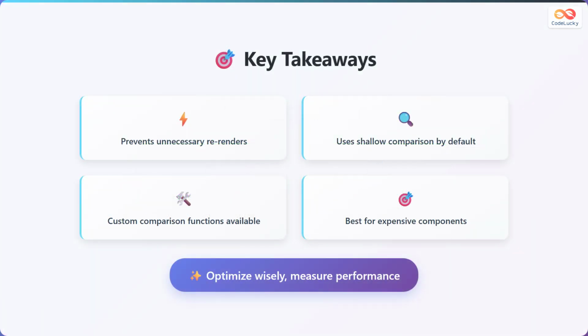Here are the key takeaways about React.memo. It prevents unnecessary re-renders, improving performance. It uses shallow comparison by default to determine if props have changed. You can provide custom comparison functions for complex prop comparisons. It is best used for optimizing expensive components that frequently re-render. Optimize wisely and always measure performance to ensure that React.memo is providing the desired benefits.